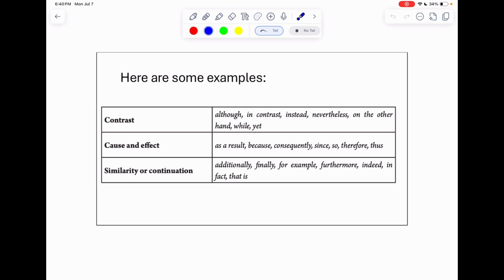We also have cause and effect transition words. Words like as a result, because, consequently, since, so, therefore, thus. We also have similarity and continuation words. Additionally, finally, for example, furthermore, indeed, in fact, that is. Those are all words that say what we are going to continue to say is strongly related to what we just said in a similar sort of way. Cause and effect, on the other hand, is saying that the first part of the sentence resulted in or caused the second part of the sentence.